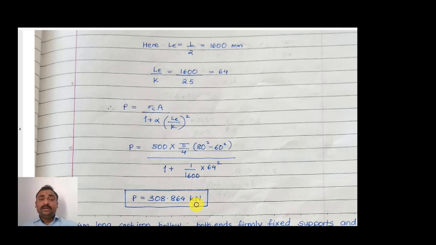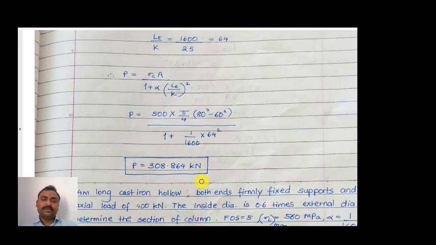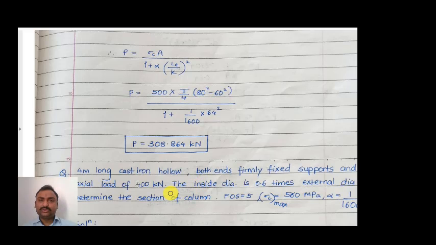Right. Now we will see some difficult questions to design the short column. To design the short column means we need to determine the inner and outer diameter or dimensions, by using the critical load. Okay, now we'll see the next question.